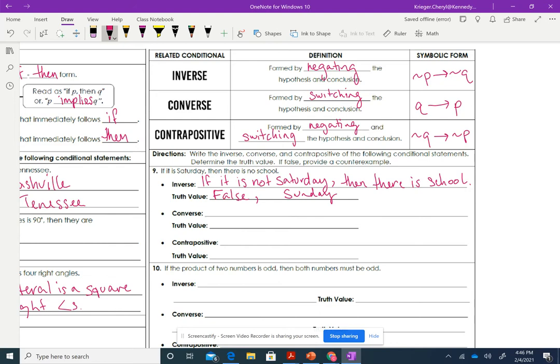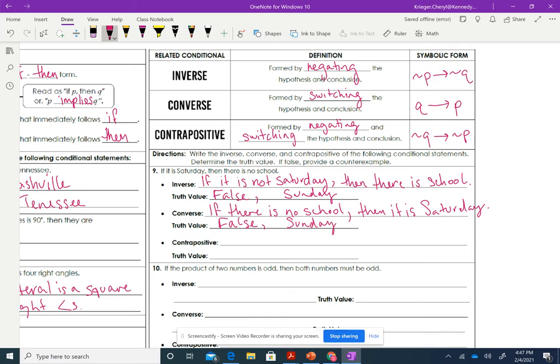The converse is formed by switching. So if there is no school, then it is Saturday. Is that true? If there is no school, then it is Saturday? That one's also false. Why? Because we don't have school on Sunday.